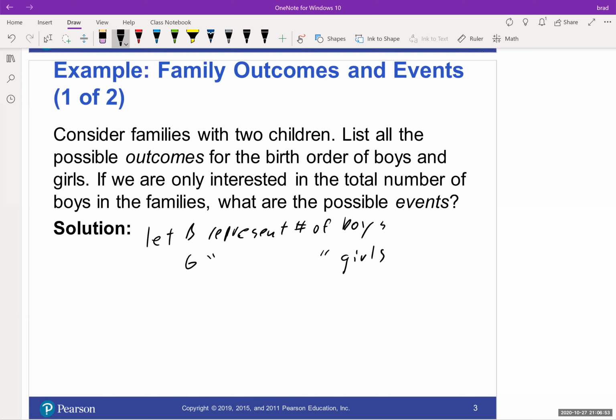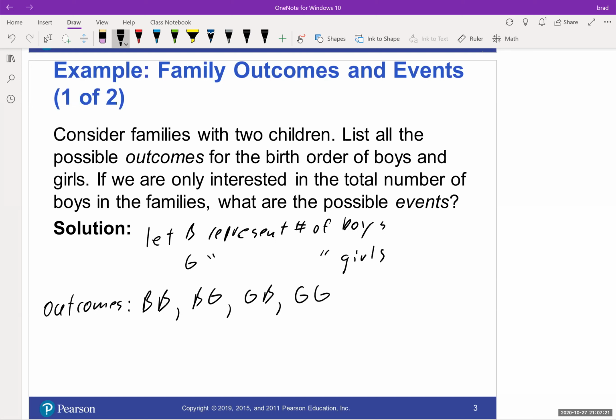Okay, so there are four different possible birth orders, or outcomes. The first thing that could happen is there could be a boy and then another boy born. There could be a boy and a girl born. There could be a girl and a boy born, or there could be a girl and a girl born.